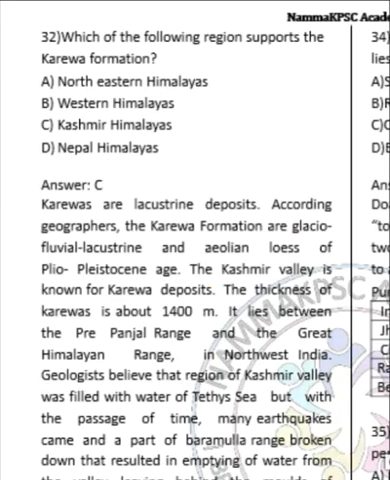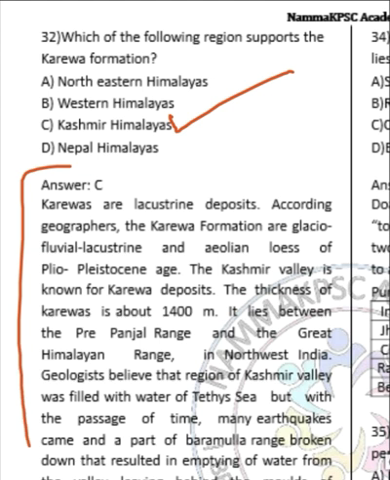Question number 32. Which of the following regions supports the Karewa formation? Correct answer is option C, Kashmir Himalayas. So in the answer key I have given how Karewa deposits were formed in the Kashmir Himalayas. Kashmir portion, you can go through it. So Karewas are the famous lacustrine deposits where Kashmir saffron is grown. So you can remember such important facts from the perspective of your exam.